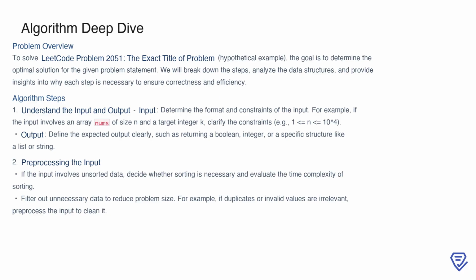Next, pre-processing the input is crucial. If the data is unsorted, you need to decide whether sorting is necessary and weigh its computational cost. Additionally, filtering out irrelevant data, such as duplicates or invalid values, can reduce the problem size, making the solution more efficient and easier to manage.